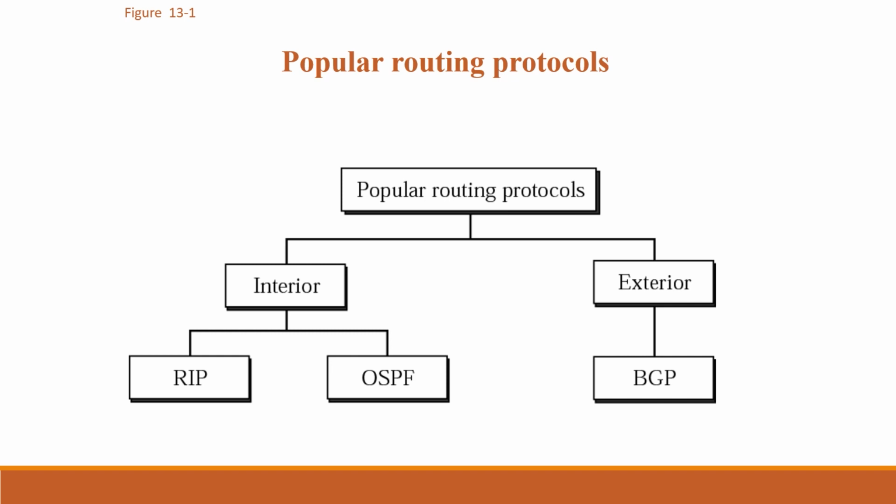Routing protocol can be either interior or exterior protocol. Intra-domain routing is handled by interior protocol and inter-domain routing is handled by exterior protocol. RIP and OSPF are interior protocols and BGP is an exterior protocol. OSPF and BGP are types of link state routing protocol and RIP is a distance vector routing protocol.